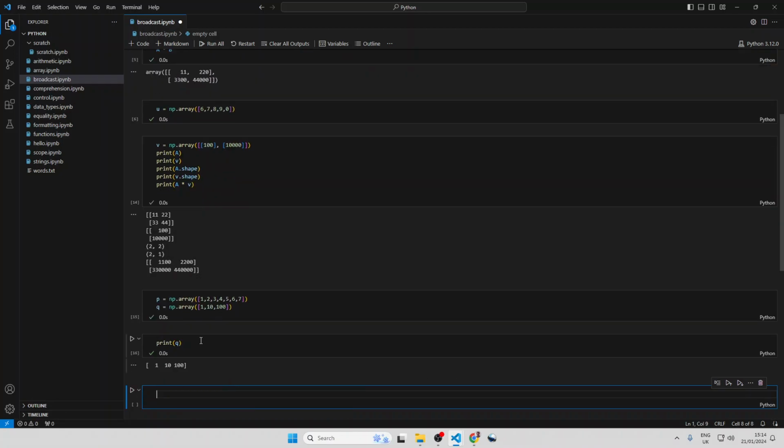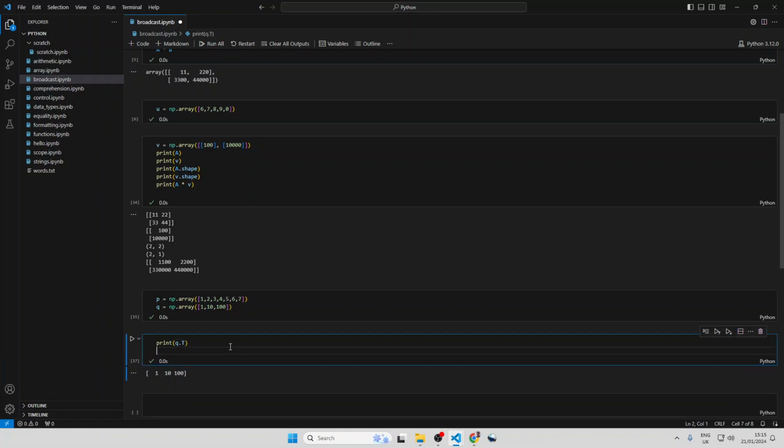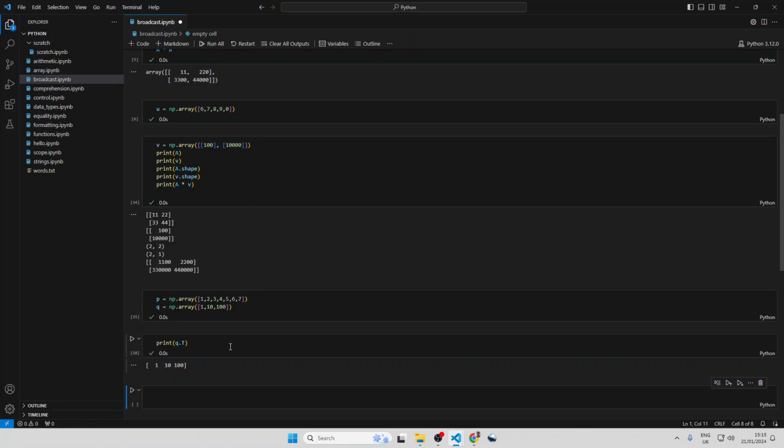So here we go. Here's Q. That's a row vector. We can turn it into a column vector by transposing it, and the NumPy notation for doing a transpose is just to put a .T on the end. All right, no, we've done this wrong.